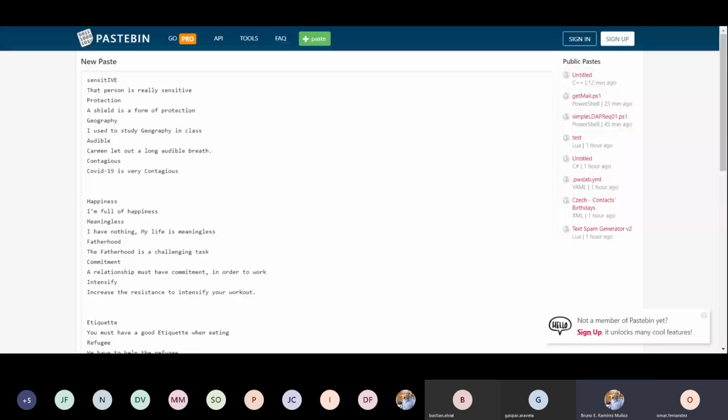And then the fourth was with the suffix ful, and the sentence is: Carmen has a long animal breath. And the last one of the first five examples, with the suffix ious, I added contagious, and the example was: COVID-19 is very contagious.